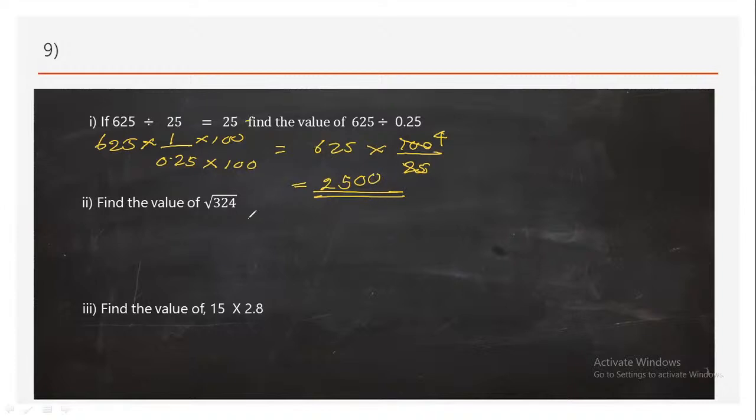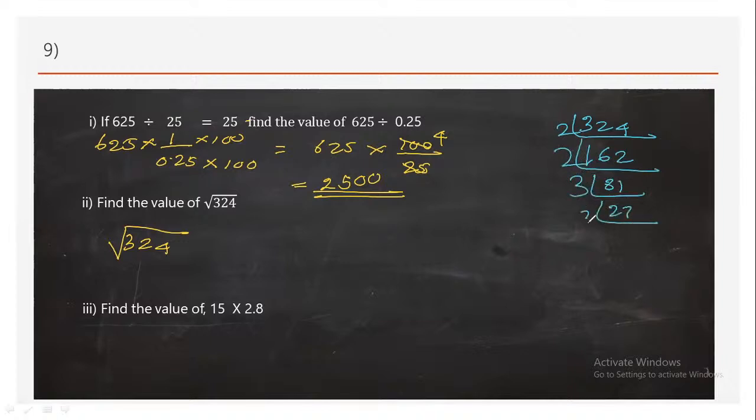Find the value of the square root of 324. You can use the prime factorization method. That is the easiest way of finding this one. 324, I just use the short method. 324 divide by the smallest prime number 2. 162 again divide by 2. 81, divide by 3. 27 divide by 3. 9 divide by 3. 3 divide by 3. 1.